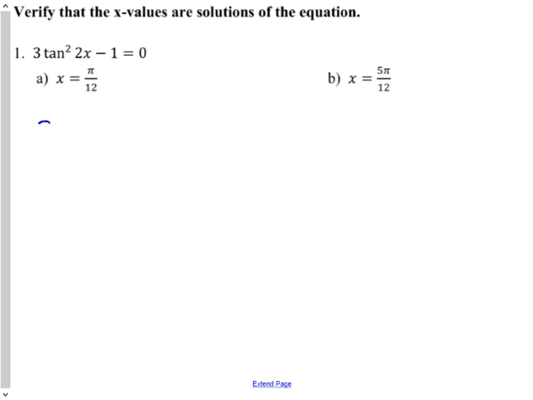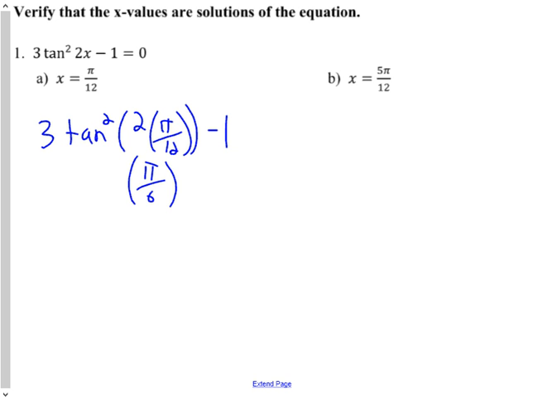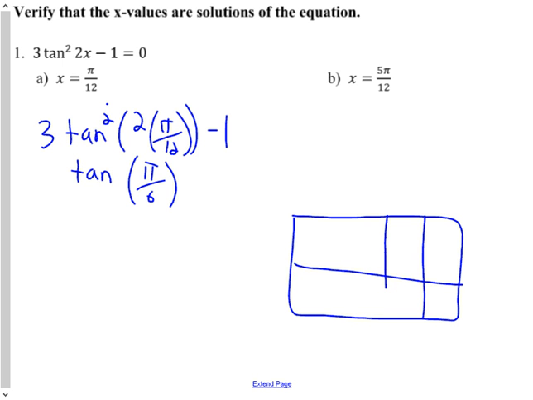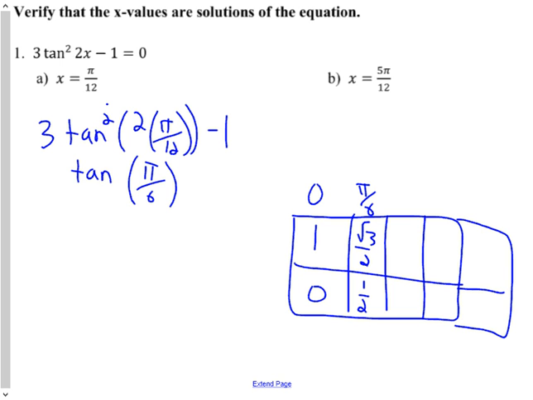We're simply going to plug it in, so 3 tangent squared of 2 times pi/12, minus 1. Okay, so this is going to give us pi/6, since 2/12 of pi is pi/6. And now what is tangent of pi/6? And then we're going to square that value, right? So unit circling. Right, we've got 1, 0, √3/2, 1/2, and that's as far as we need for this one. However, we will use both of the rest.